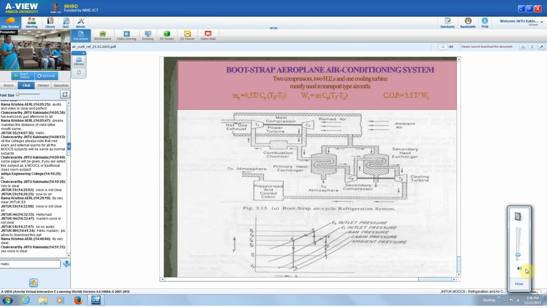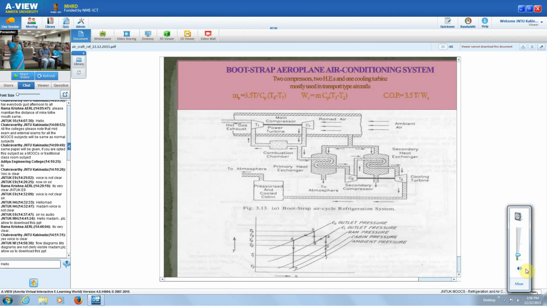So in this there is no need of any fan. Okay. Whereas in the previous one a fan is used, here the rammed air is coming at high pressure, such that the difference in the pressure itself will maintain the exhaust of the ram air.